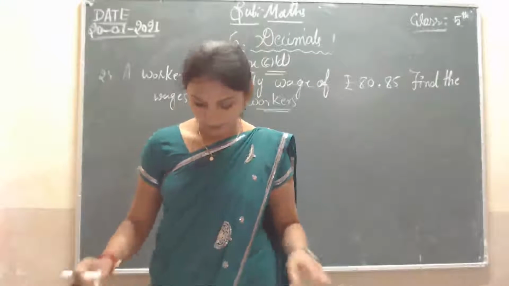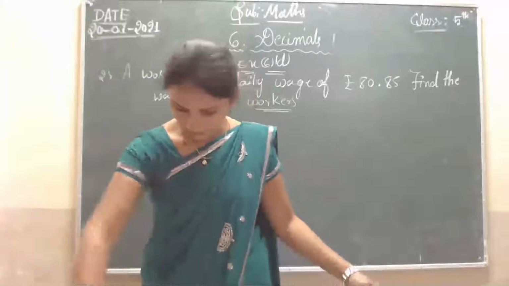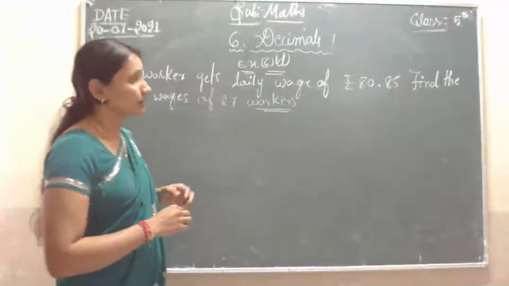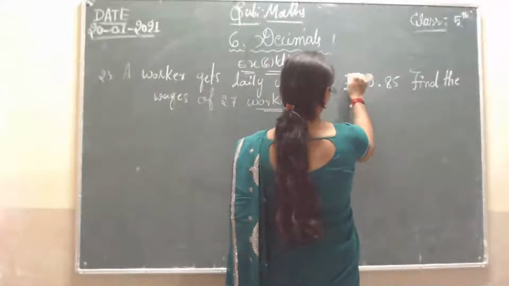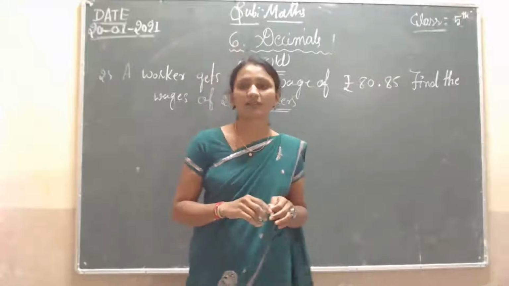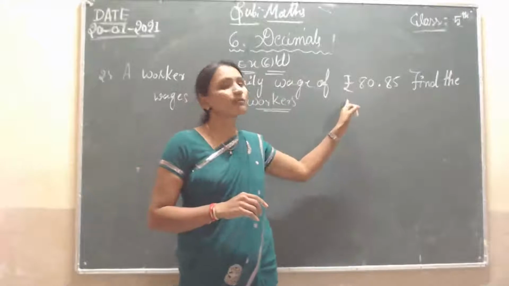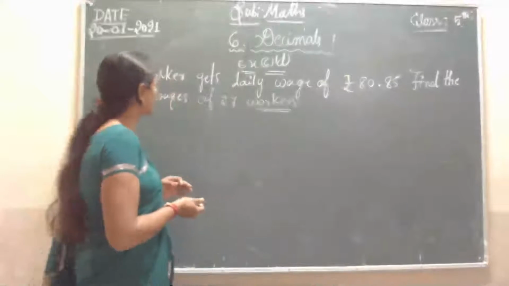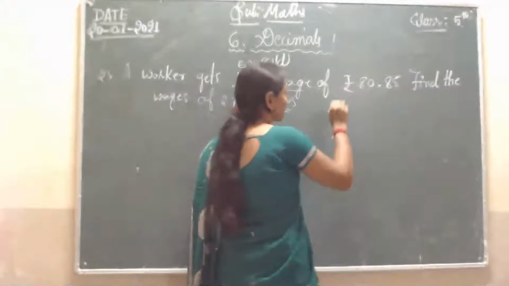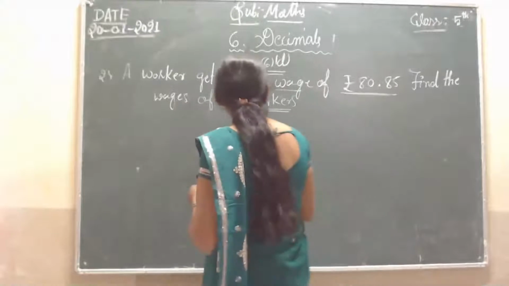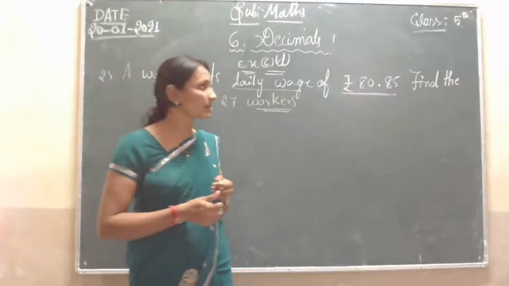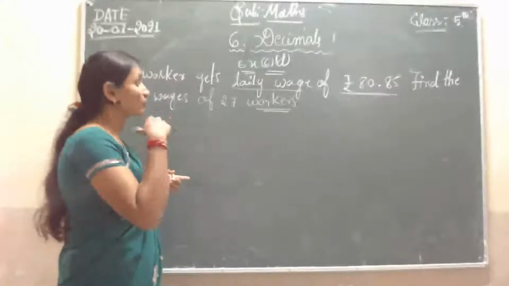Students, the worker gets a daily wage of rupees. You know the symbol of rupees, the Indian currency; I already told you this symbol in many chapters. So here a worker gets a daily wage of 80 rupees 85 paise. Find the wages of 27 workers.